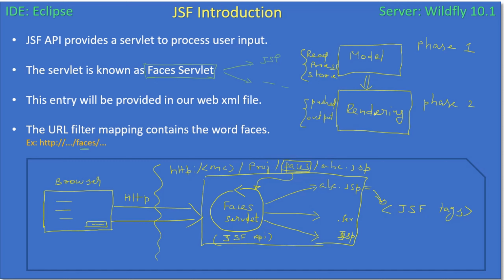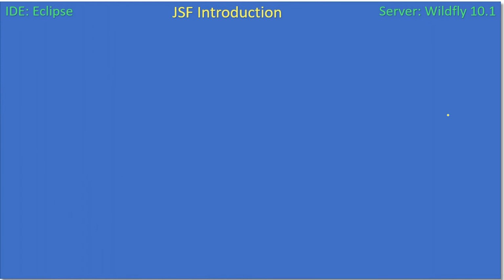All right, now we will write a simple example that explains these two phases, model as well as rendering phase. So if you see here, we have a view.